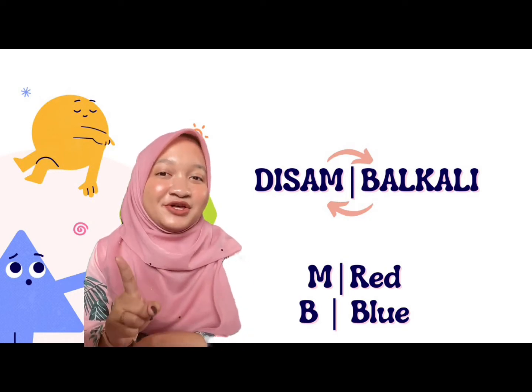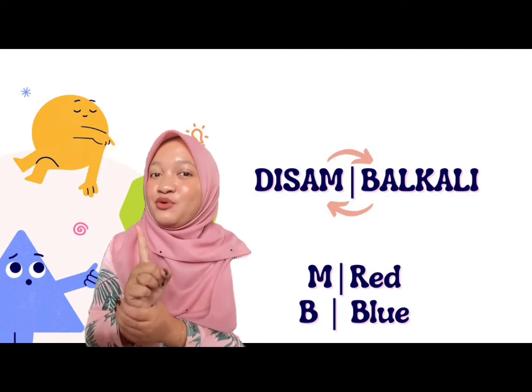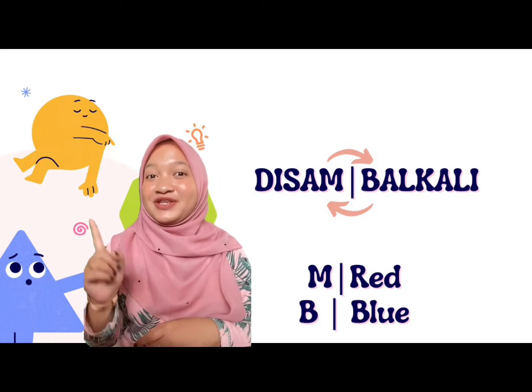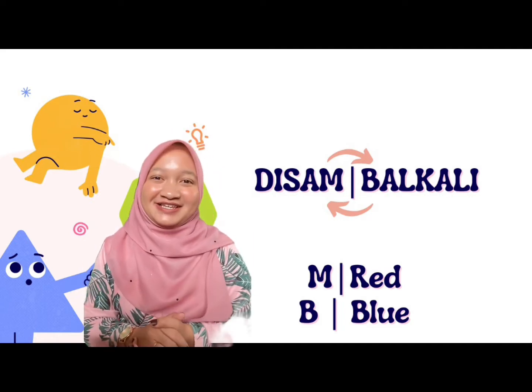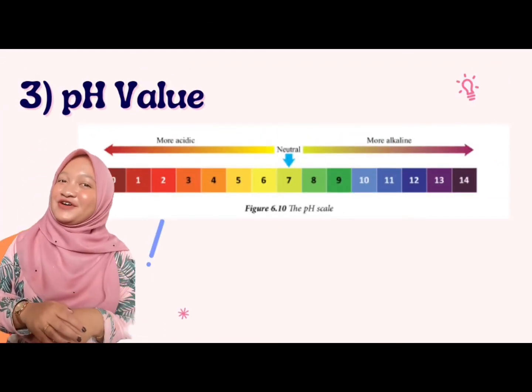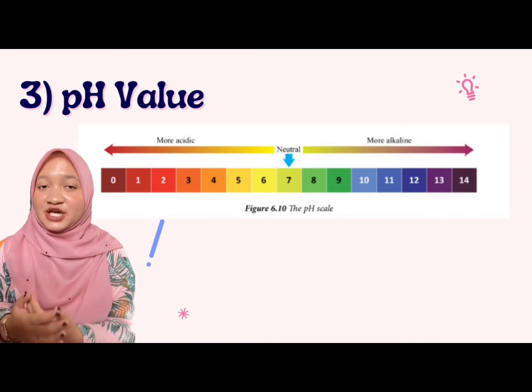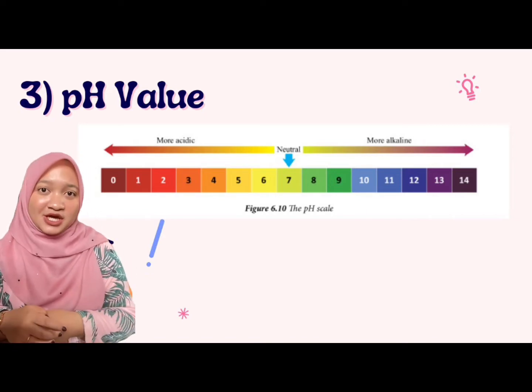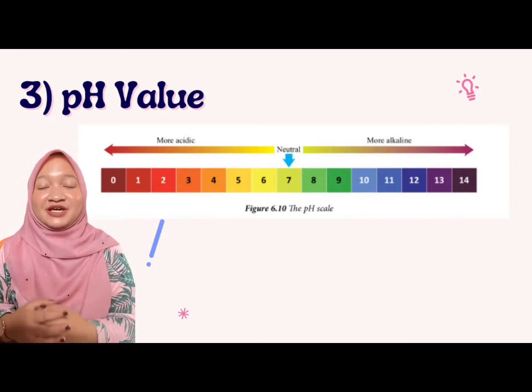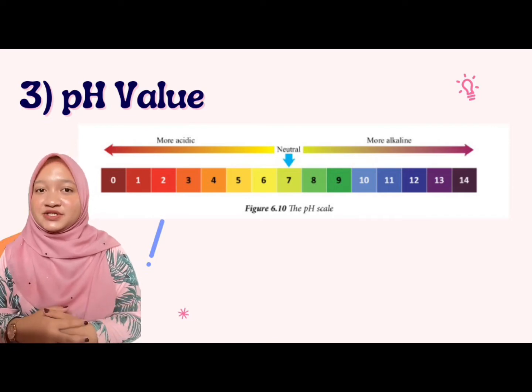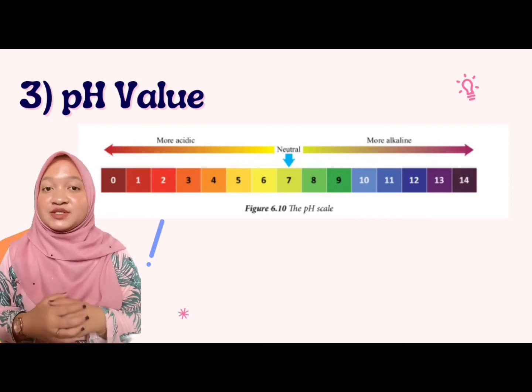Don't worry, because we have one more way to identify between acid and alkali. Yes, the next way is the pH value. For the pH value, you need to know what pH value is. The pH value is the concentration of hydrogen ion in aqueous solution.